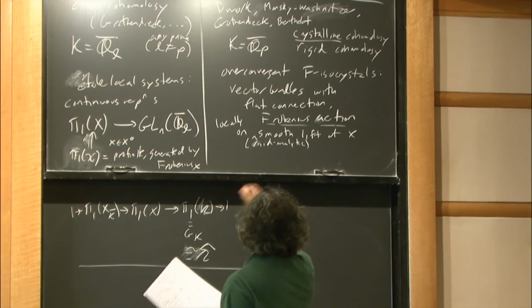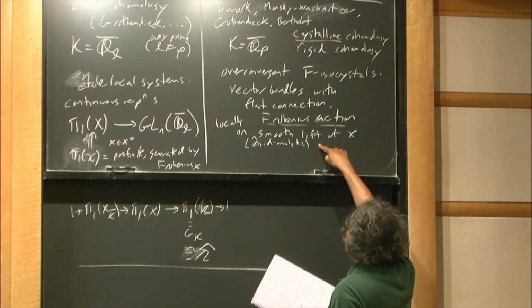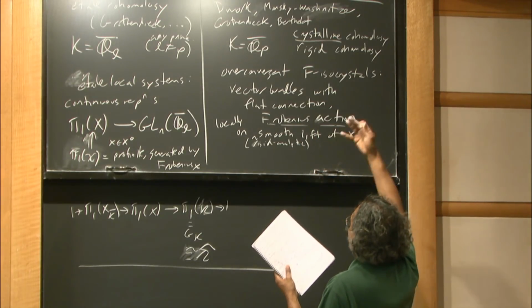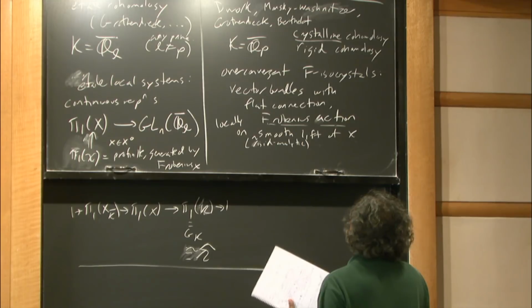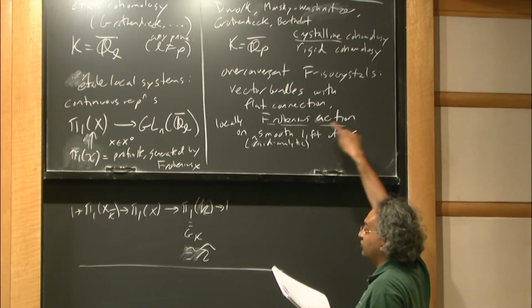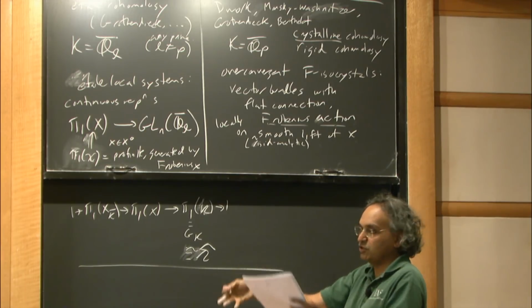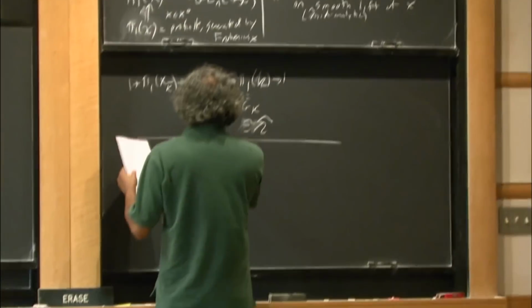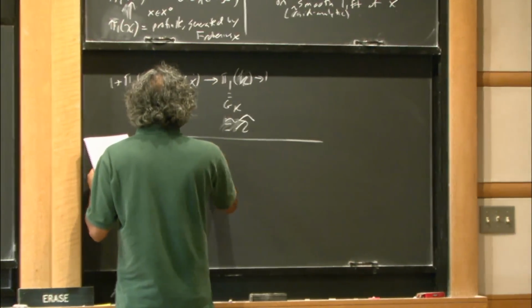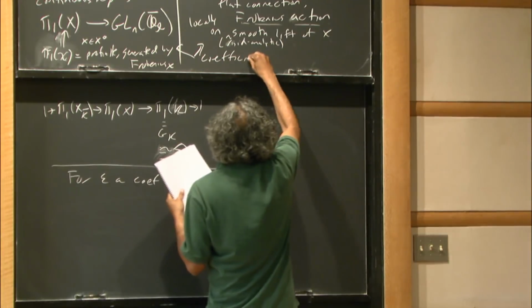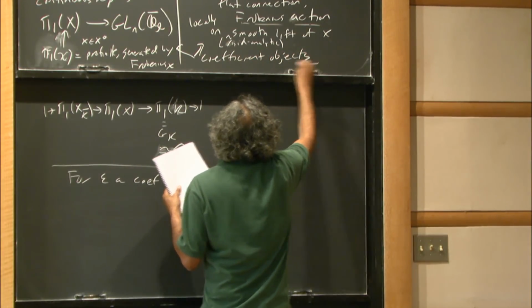And as I mentioned, in both of these cases, if you take a point, then the lift that you take will itself be a point over k. And so a vector bundle with flat connection on a point is a vector space, and then it has this Frobenius action. So at a point, you're getting a vector space with a linear transformation. So I'm going to refer to these things as coefficient objects in one category or the other.